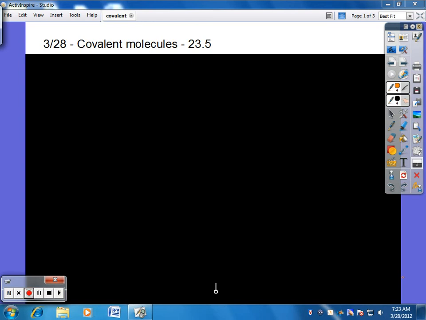This is Covalent Molecules. It's Chapter 23, Section 5 of your book. The first thing I want to do is give you some definitions so that we're all on the same page when we use these words. The first definition is compound.